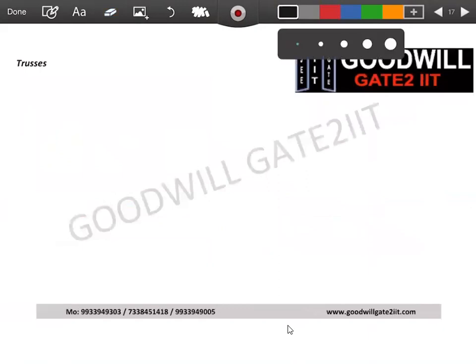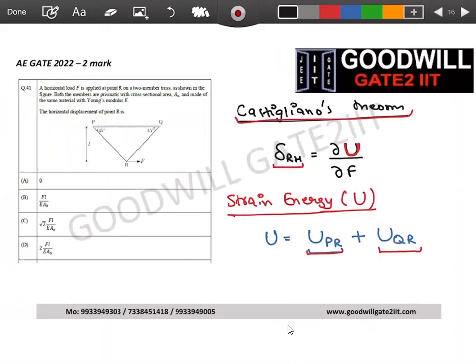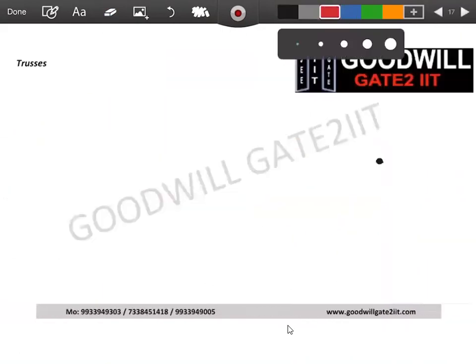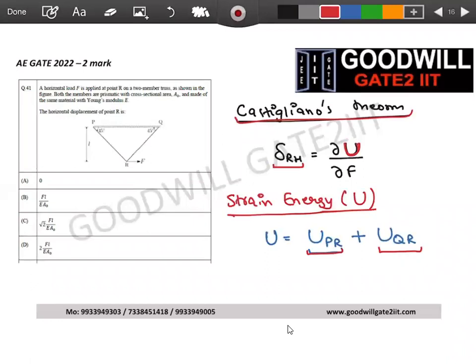Let me do it here. Once you go to joint R, what forces you expect here? There's one force F, which is going like this. PQ doesn't have any strain energy. It's a fixed system, right? This is fixed. This is maybe made up of concrete and all. That is not a system which is going to fail. There is a horizontal load applied to a two-member truss. PQ strain energy will not be considered.